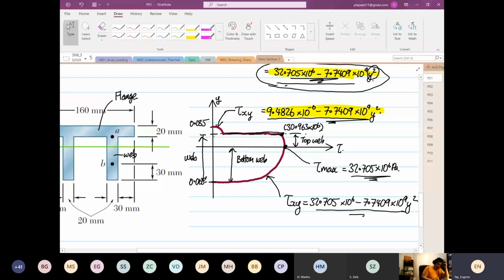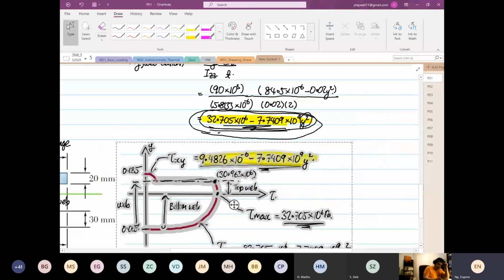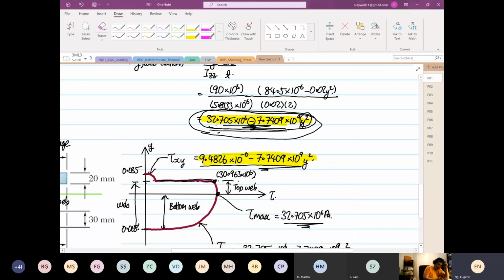Centroid, right? And if you look at this expression over here, which I'm circling now, because this is minus over here, the maximum value will occur where y is equal to 0. When y equals 0, that is at the centroid. Does that make sense?